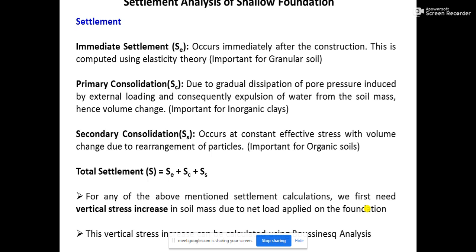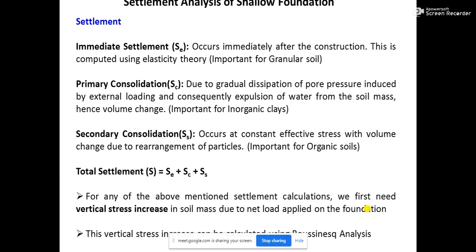Okay, so for any of the above mentioned settlement calculations, if you want to find out immediate settlement, primary consolidation, secondary consolidation, you know what you require. You need to know the vertical stress increase in the soil mass. That means the delta P or delta sigma, as we have discussed during our primary consolidation case, right? So you need to know how much is the incremental stress increase.